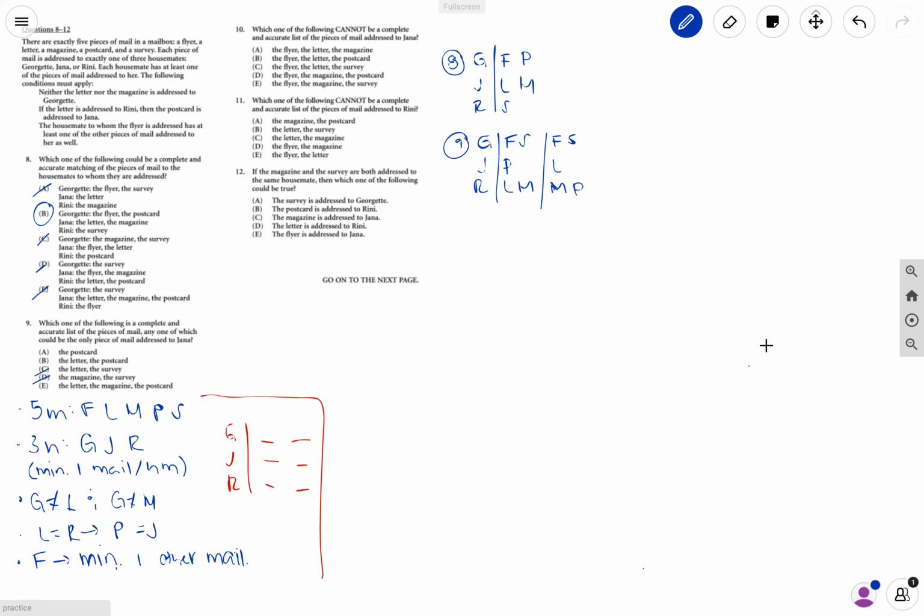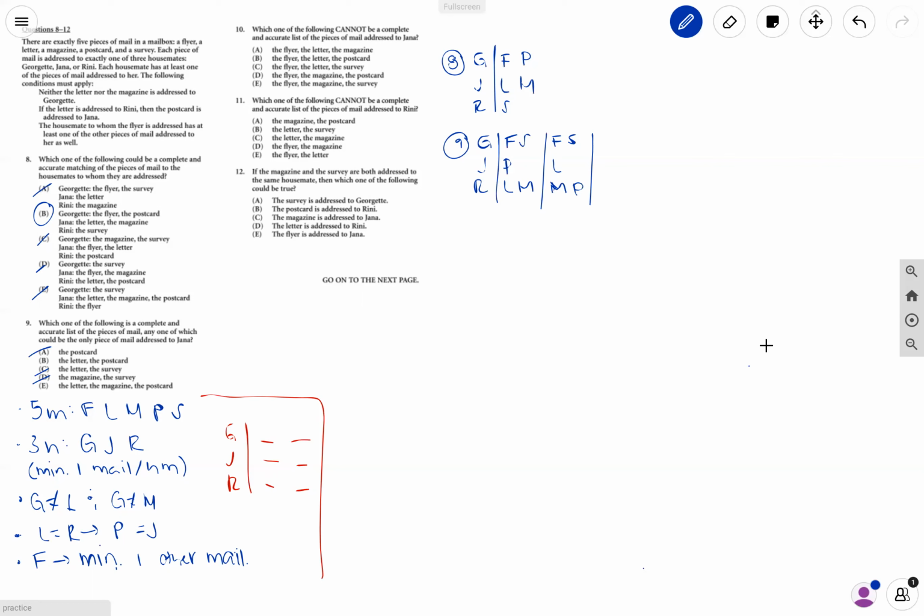And this is fine. This doesn't break any of my rules. Everything is assigned. G doesn't have L or M. I don't have to worry about the second rule because that sufficient condition isn't being activated. And then it follows my third rule. So it's possible that the letter could be one of the ones that's assigned alone to Jana. So I can cross out A because it doesn't include the letter.